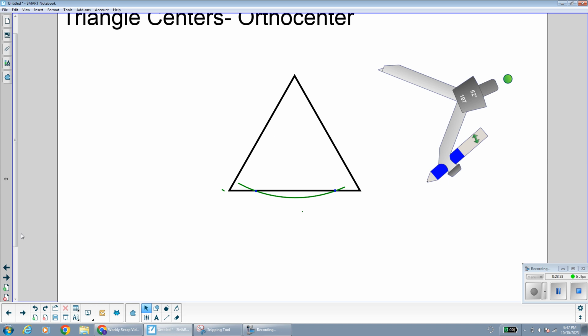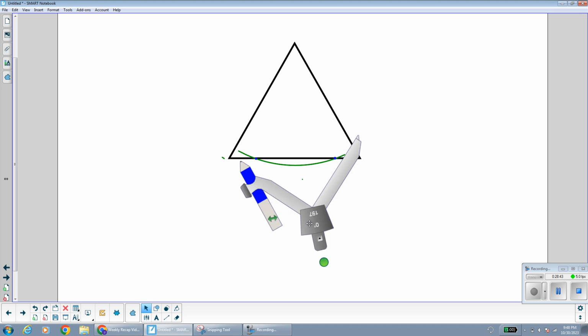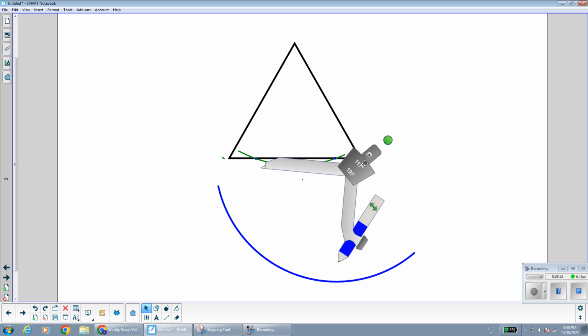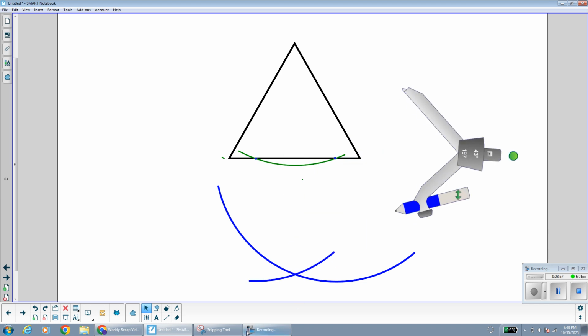Now that we have those two intersection points, all we have to do is take our compass and put it on one of those points and make an arc, and then go on to the other point and make the same arc. And we're going to use our straight edge, and we're going to connect from the intersection point to the opposite vertex.